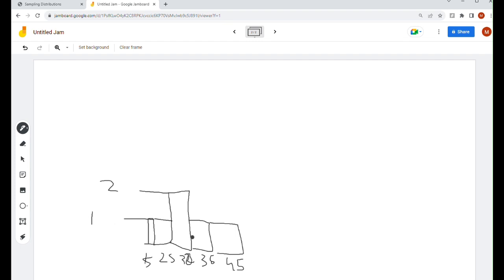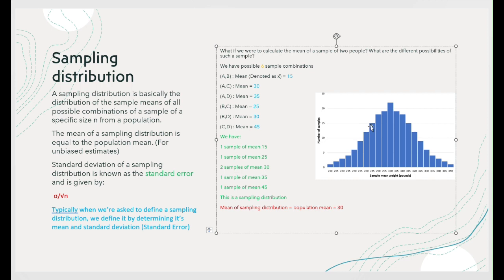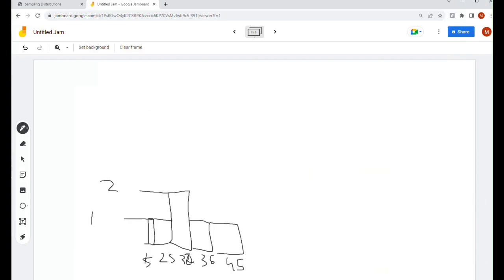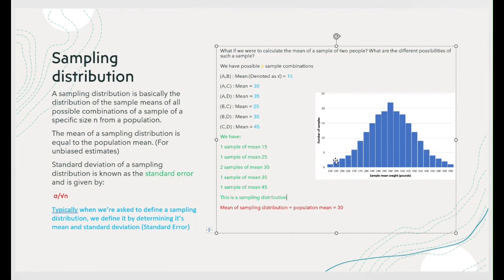That's our distribution. And for maybe a larger sample, we get a distribution that's more like this. But what you can see over here is they're kind of looking symmetrical, and we'll get to more of that later. So that's our sampling distribution.